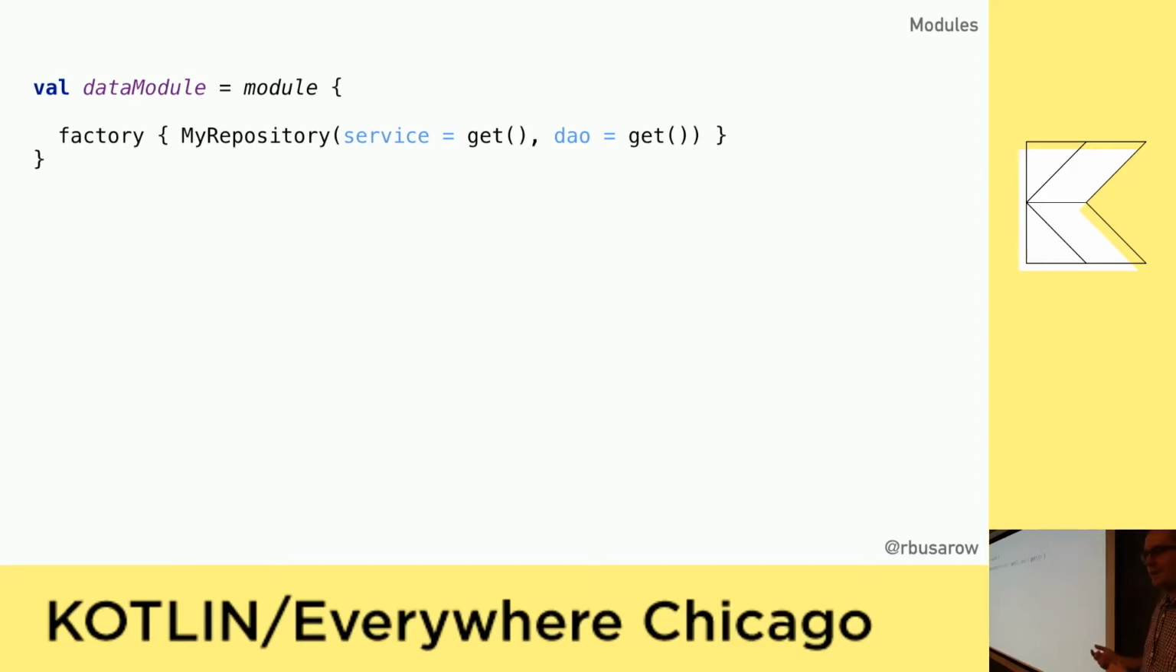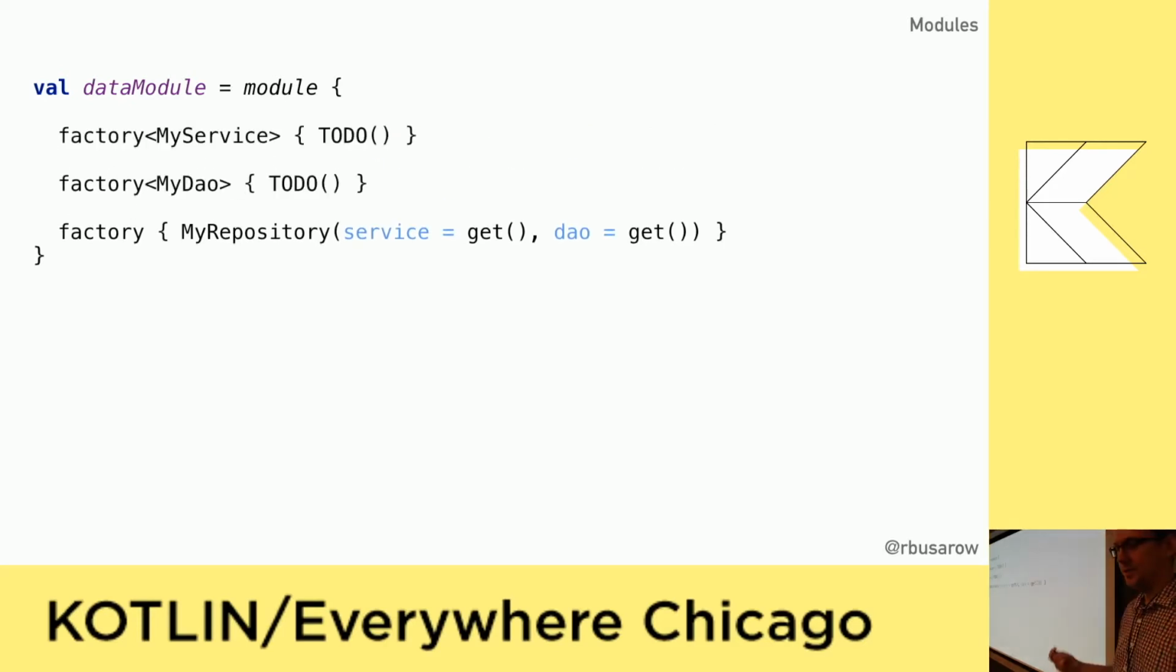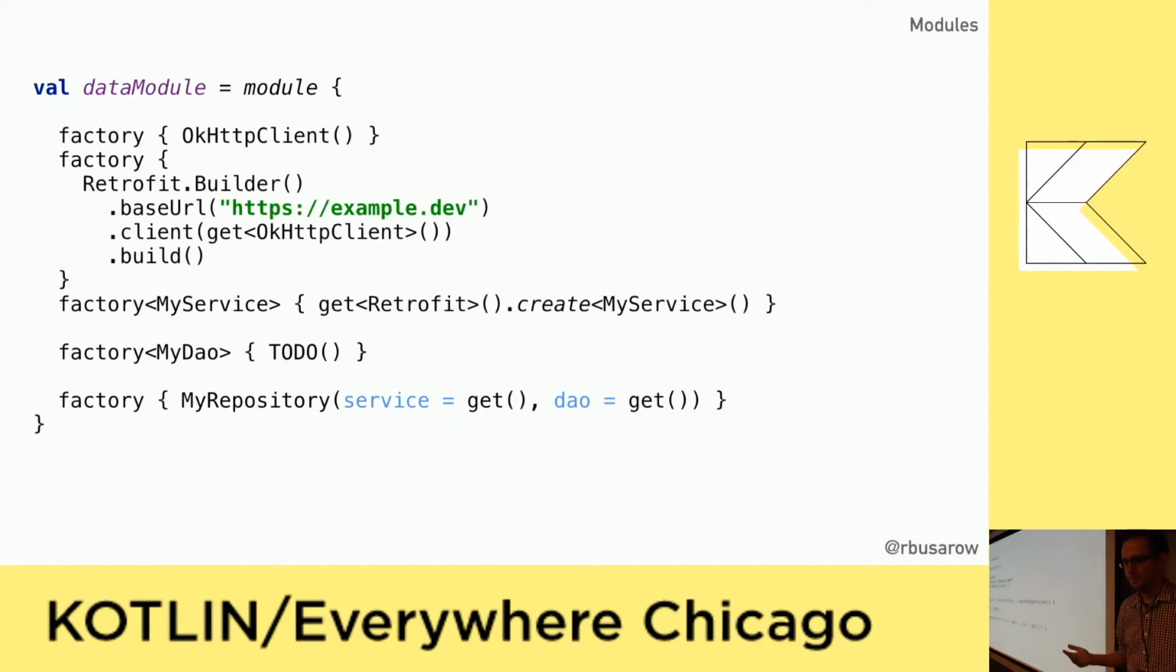But this won't work yet because we haven't actually added components for those 2 dependencies. So let's do that. Create 2 more factories. And in order to actually make those work, we're going to need to add those same dependencies that we had hidden in the repository class. So there we are, creating an OpenHTTP client and the Retrofit instance, and then we're finally able to really create the service.